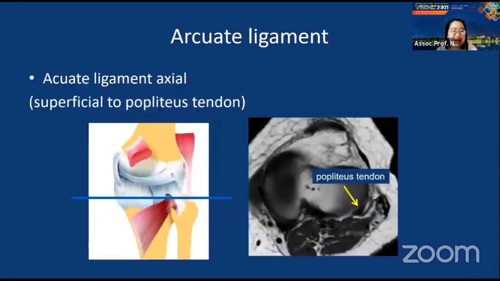And to look at this arcuate ligament, I usually look at the axial view, look at the area superficial to the popliteus tendon. First of all, identify the popliteus tendon, and then look at the ligament, which is superficial to the tendon.